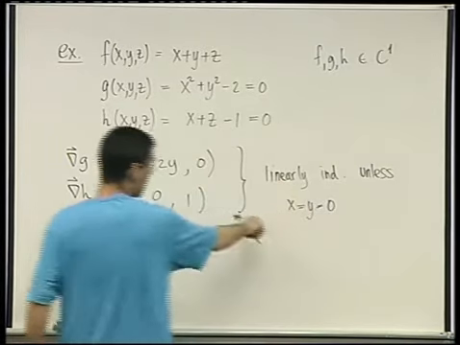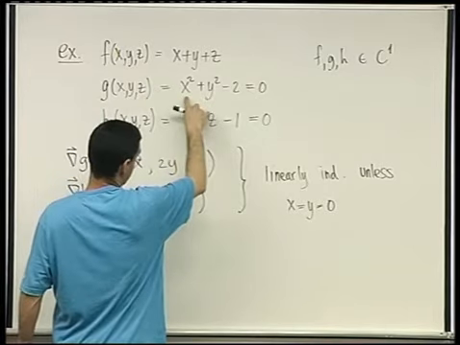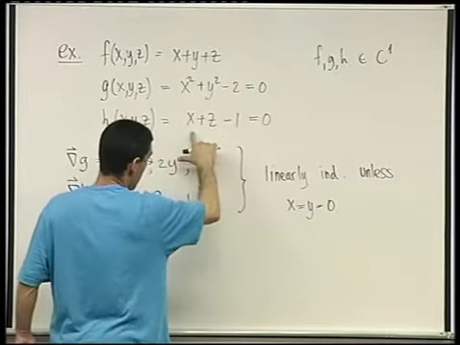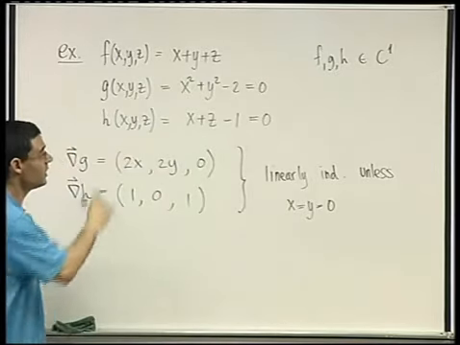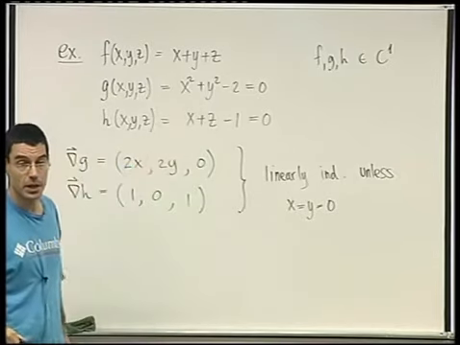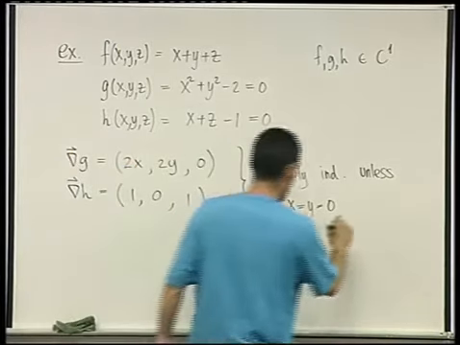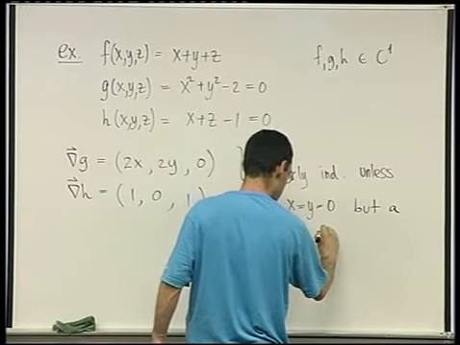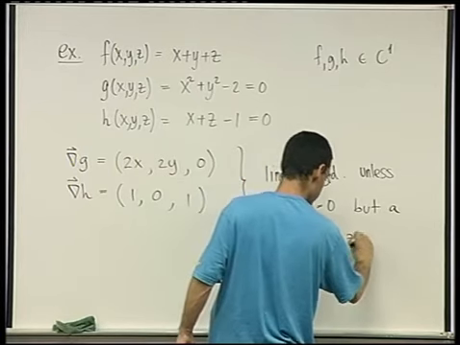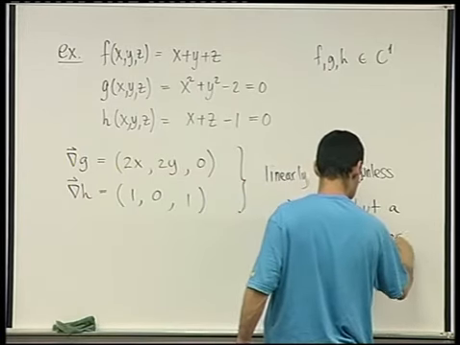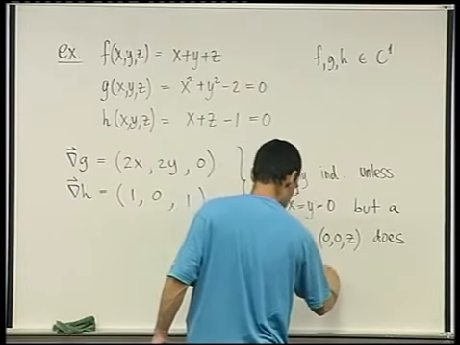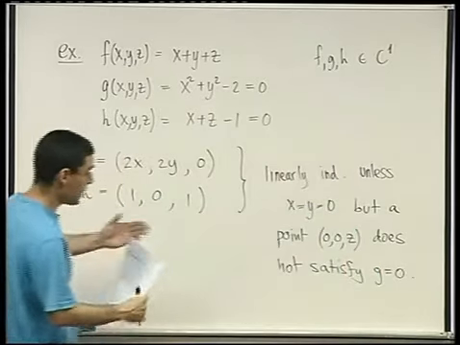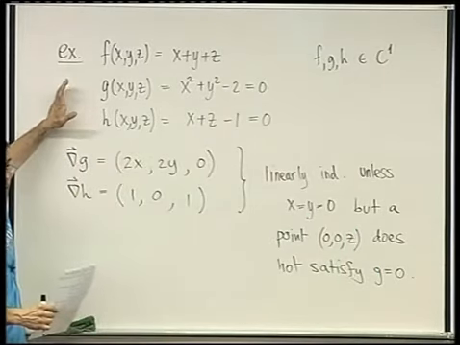Why? Because if x and y are 0, then minus 2 is not equal to 0. These are not points which satisfy g, and in fact, depending on z, they could satisfy h, but they don't satisfy g. Do you agree? Okay? But a point of the form 0, 0, something does not satisfy g equals 0. It doesn't satisfy the constraint. It's not a point we're looking at. Clear?